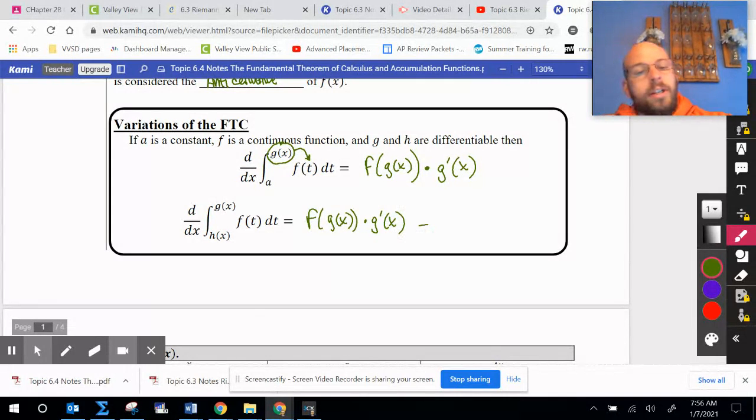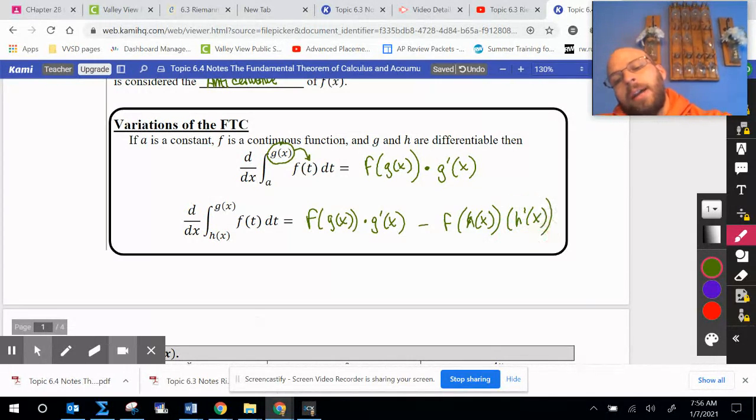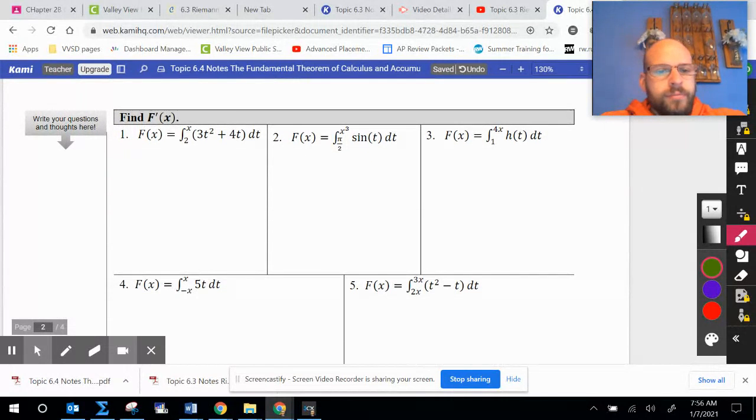But then we're going to subtract the bottom piece, and we're going to do the same thing. So we're going to substitute in the bottom piece times the derivative of the bottom. So that's kind of how it works. We'll plug in the top, always the top first, times the derivative of the top. Then plug in the bottom times the derivative of the bottom and subtract those two. So let's do a couple examples.